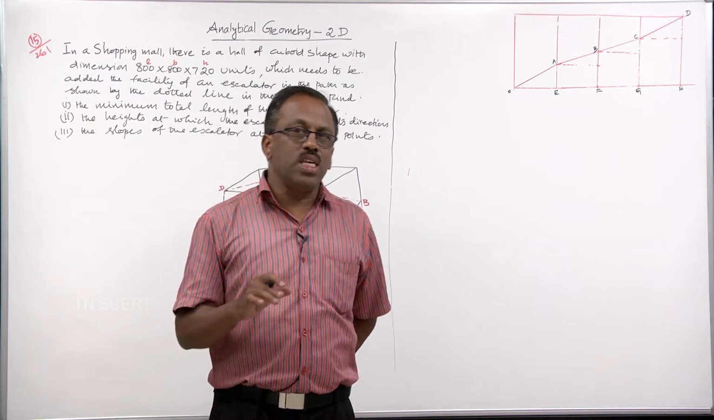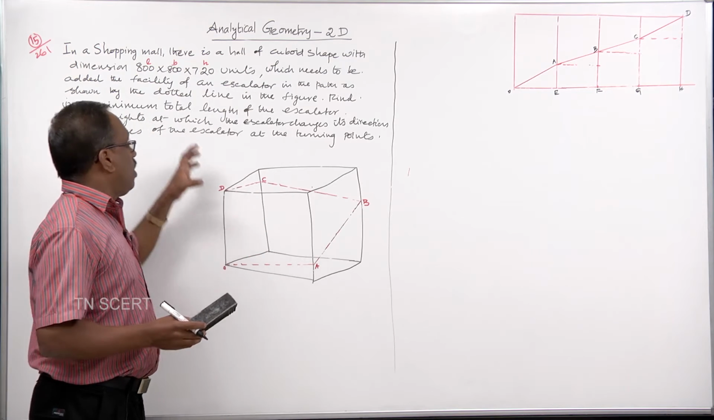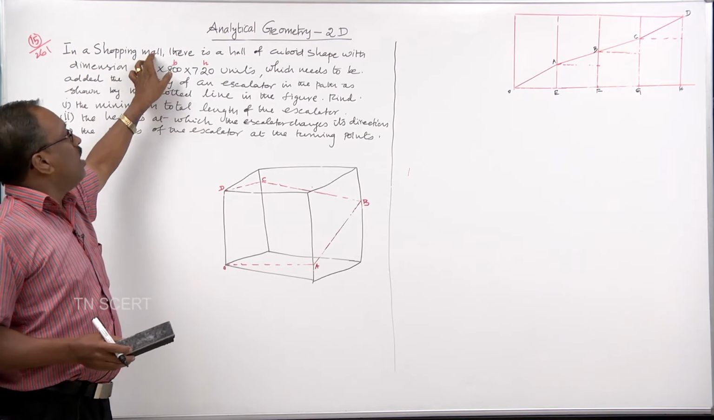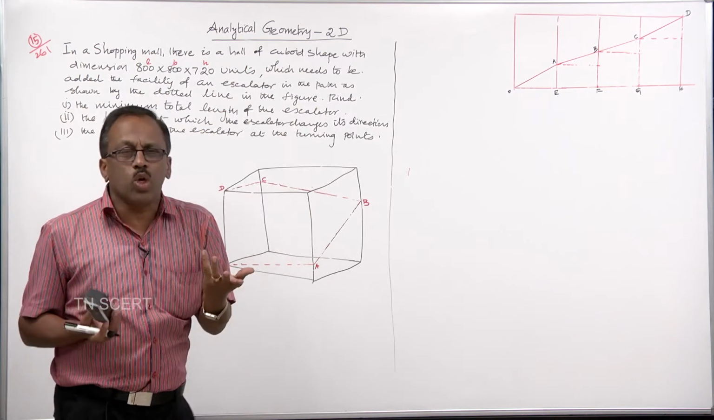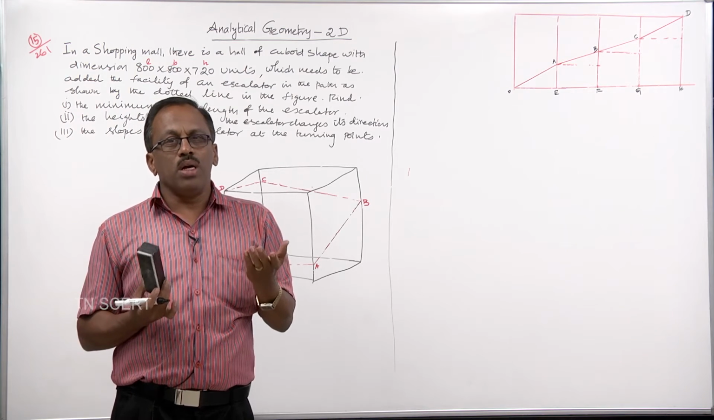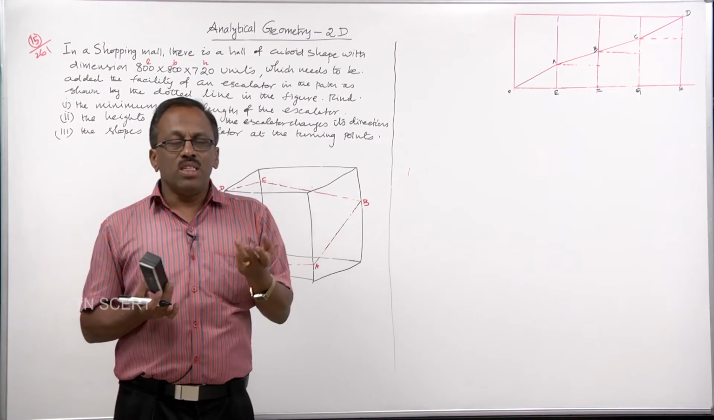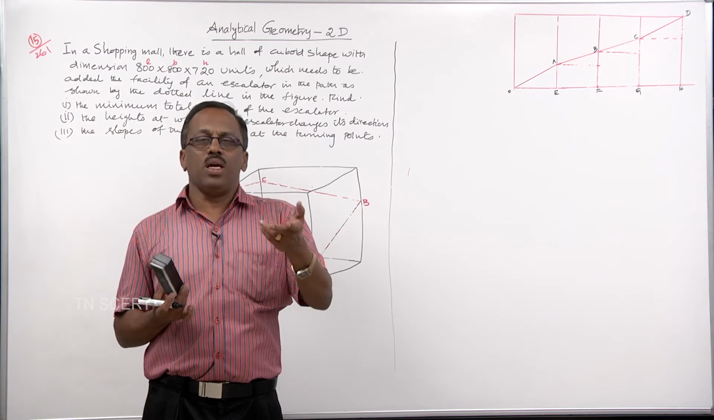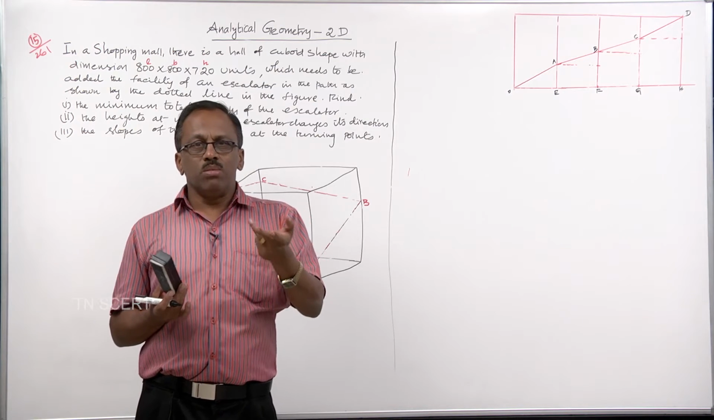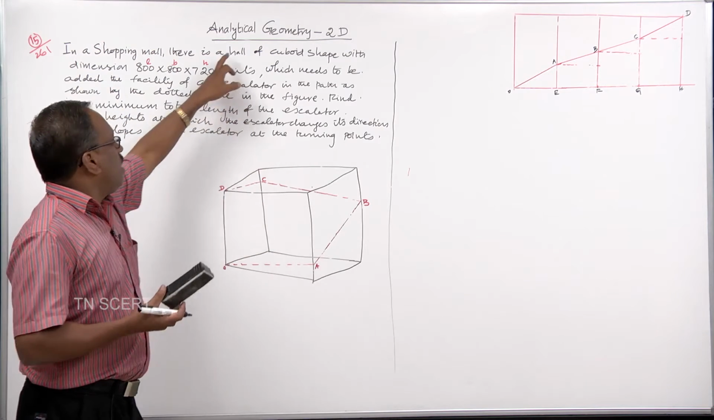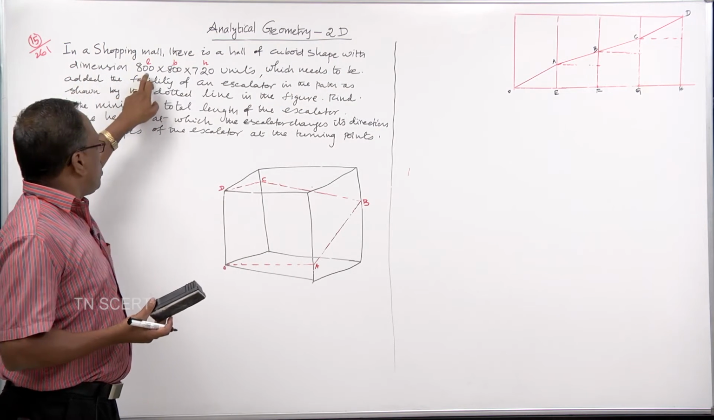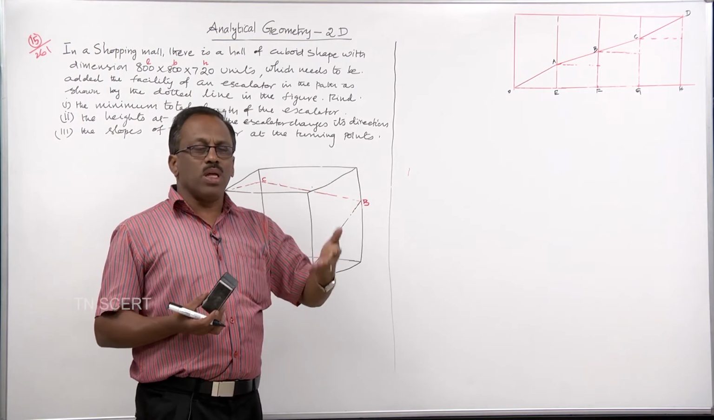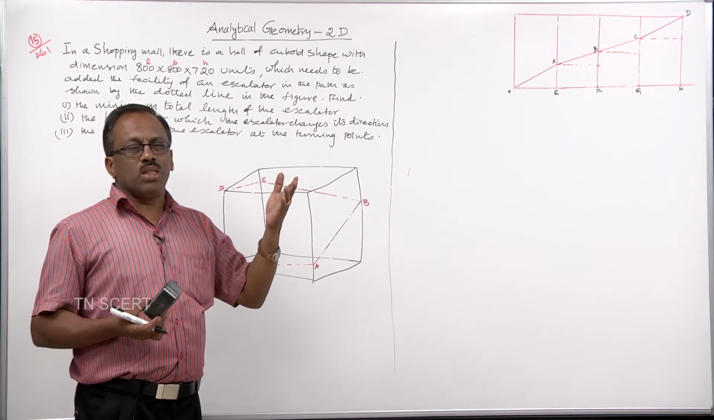Let us see this beautiful problem of analytical geometry in a shopping mall. There is a hall of cuboid. What do you mean by cuboid? It is a figure having 3 dimensions: length, breadth and height. Is it clear? Length, breadth and height. And this cuboid has dimensions of 800 into 800 into 720, it may be length, breadth, height, or length, height, breadth.